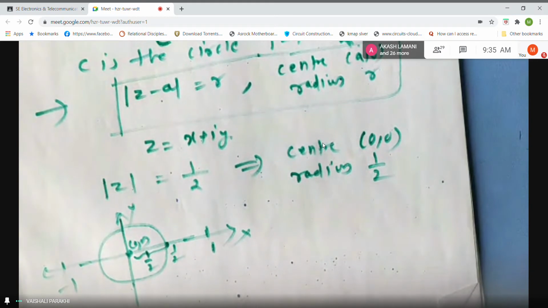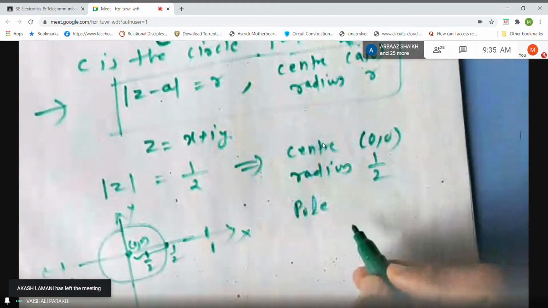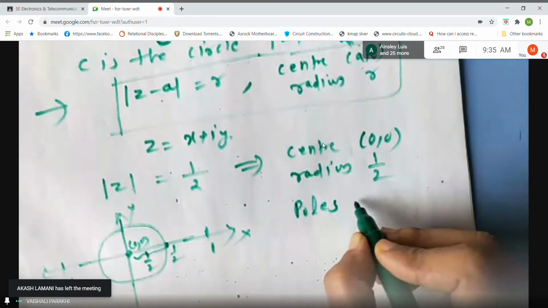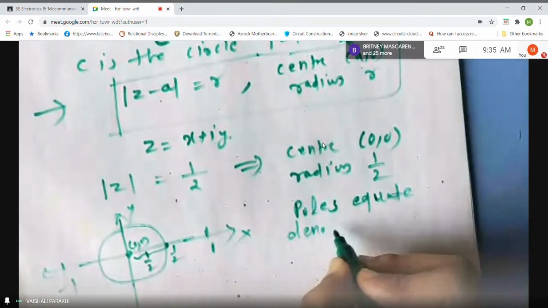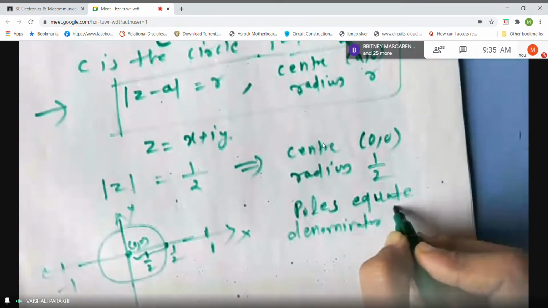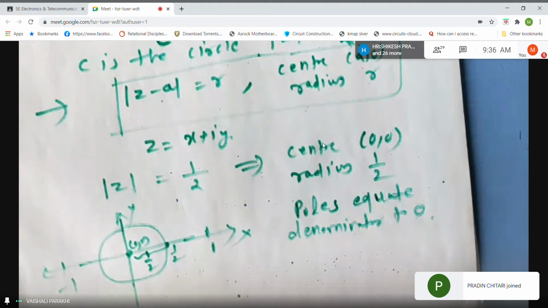So what happens is, you are going to find the poles of the integrand. What is the meaning of finding the poles of the integrand? Integrand means the inside function. To find the poles, you have to equate the denominator to 0. And you have to see which poles lie inside the curve and which poles lie outside the curve. Based on that, you will be writing the value of the integral.